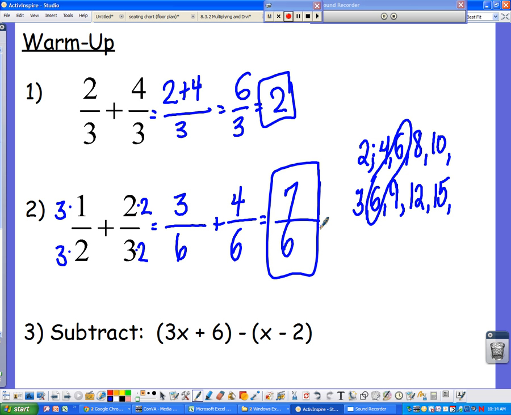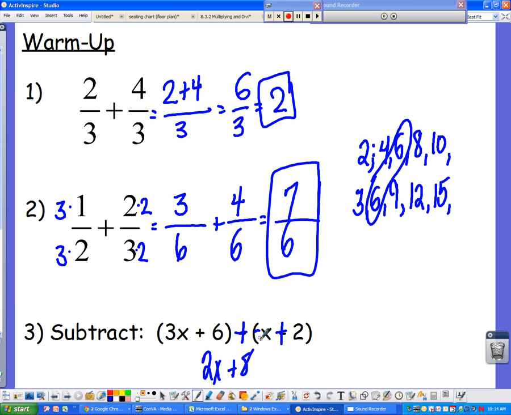On example number 3, when you're subtracting 3x plus 6 minus the quantity x minus 2, remember when you're subtracting polynomials, this one gets changed to a plus, and you change the sign of both of these. So 3x minus x gives you 2x, and 6 plus a positive 2 gives you plus 8.